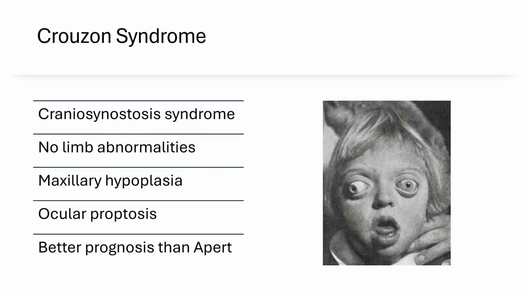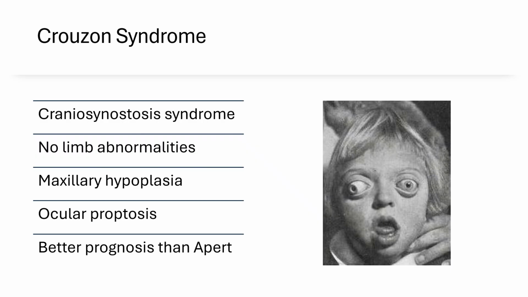Think about the challenges we discussed with Apert syndrome. The complex hand and foot abnormalities require multiple surgeries throughout childhood and create lifelong functional limitations. Now imagine the same craniosynostosis problems, but with completely normal hands and feet.